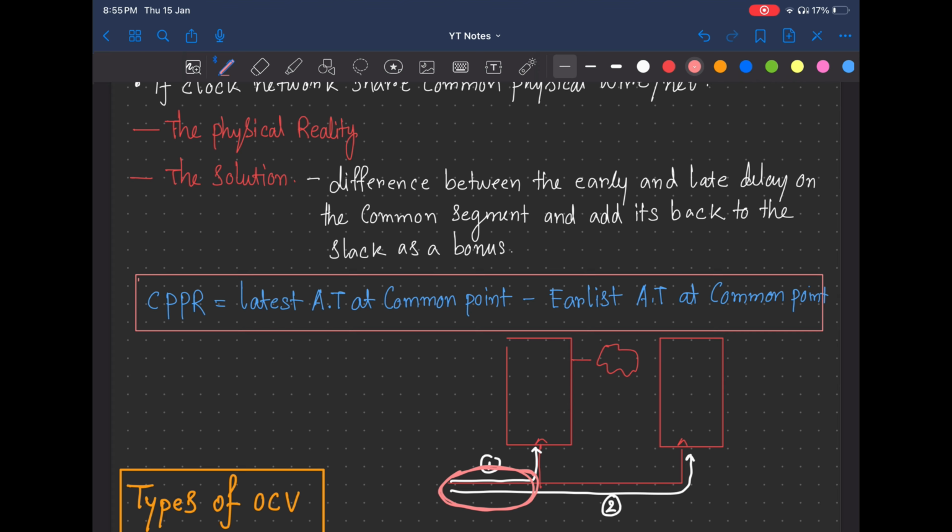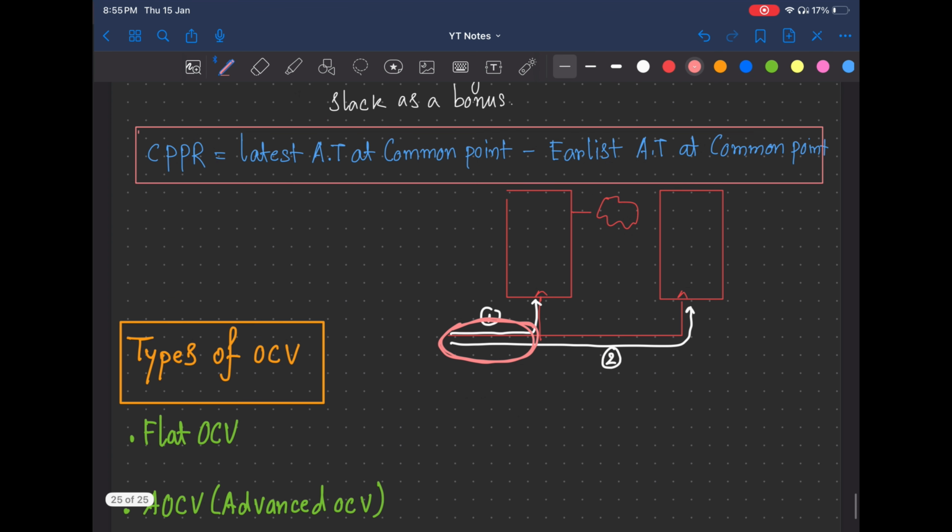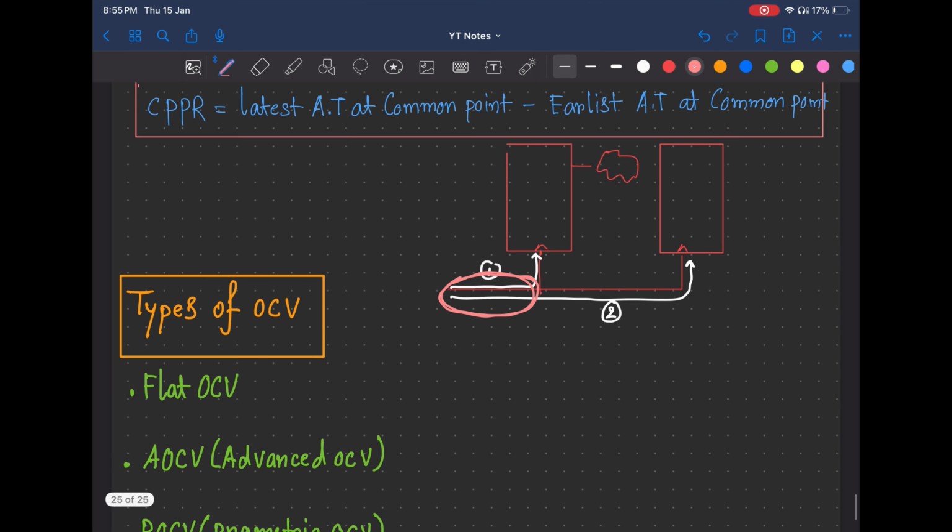Maybe the violation which we are observing will be gone after we add the CPPR value. We have to understand that common path pessimism removal is important here, because I have to give the example in that way. Suppose you calculate the slack with a simple design, on the basis of OCV, and you calculate another slack value which is OCV plus CPPR.